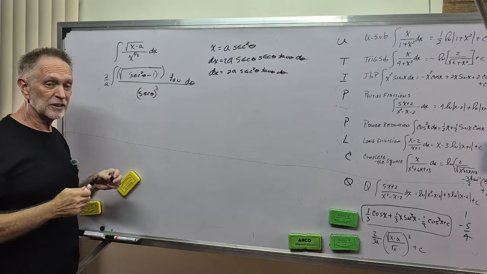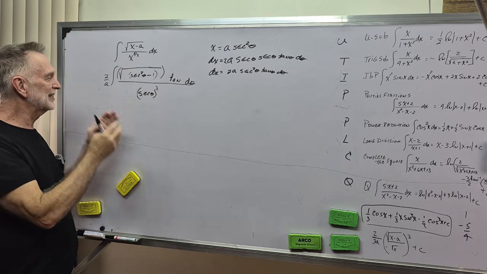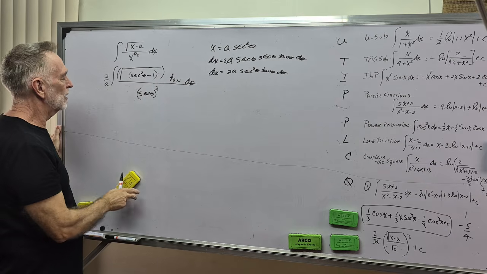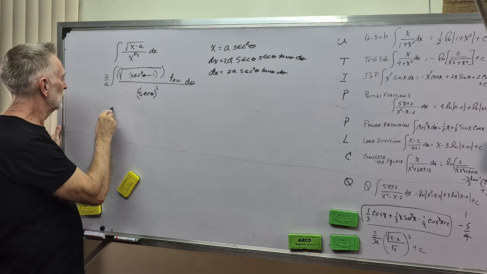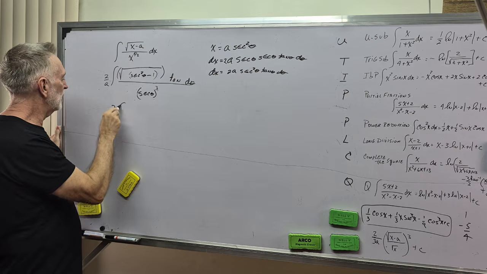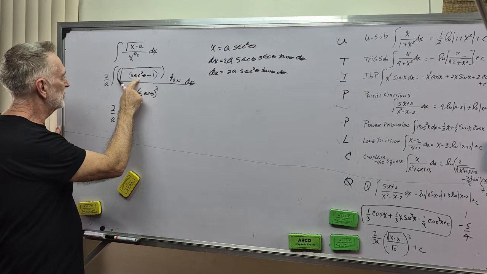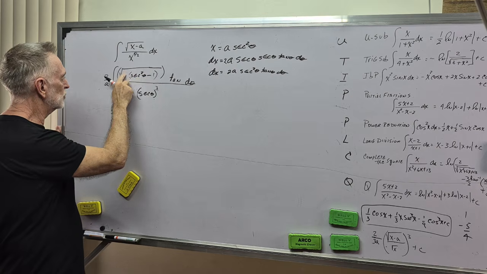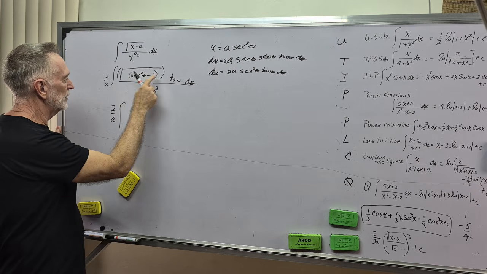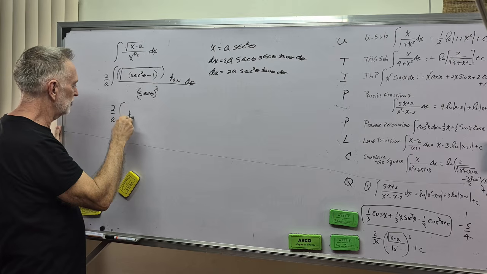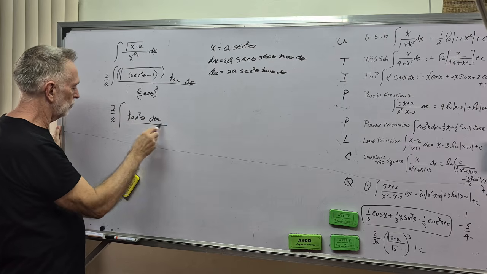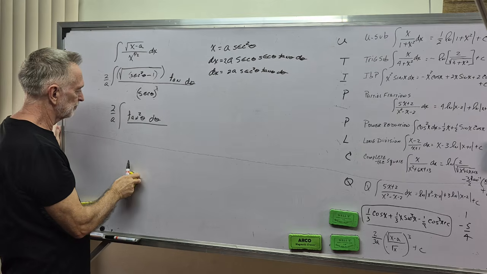Now, what is secant squared minus 1? It's tangent squared. What's the square root of tangent squared? It's tangent. So I have 2 over a, the integral of tangent. So that's secant squared minus 1, which is tangent squared. Square root of that is tangent. Tangent times tangent is tangent squared theta d theta over secant cubed.